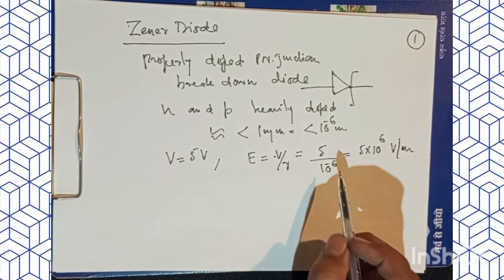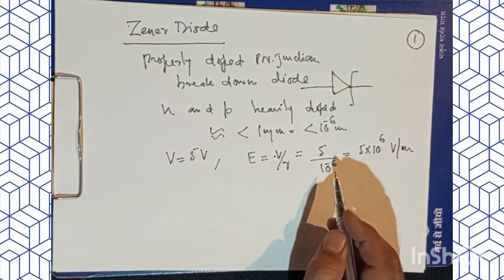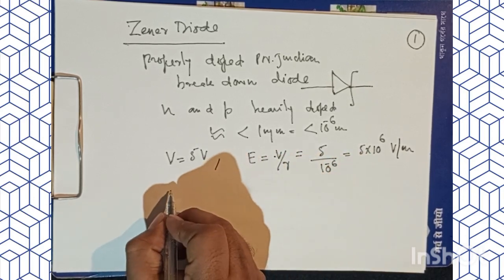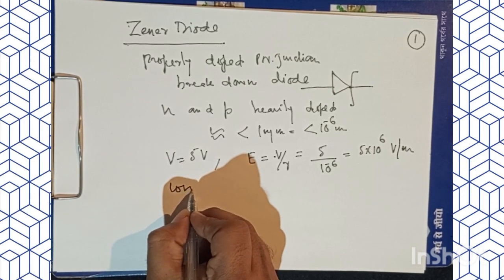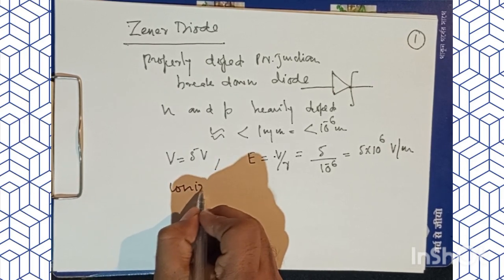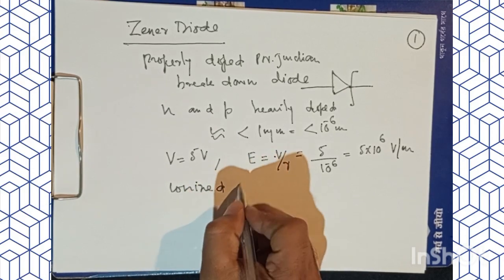And this field that is generated at the junction is also called the ionizing field.